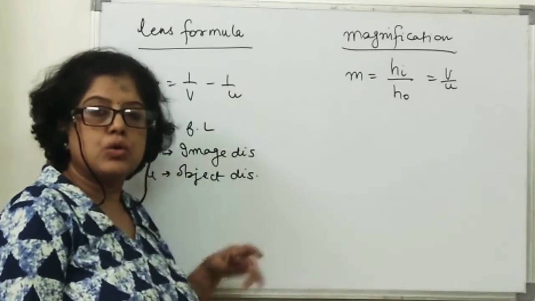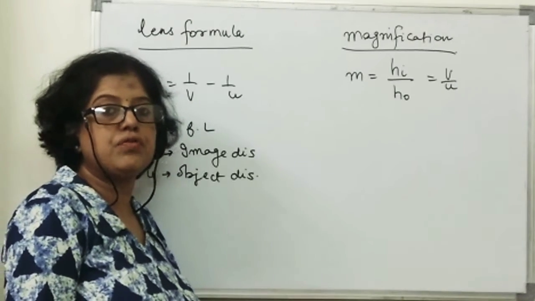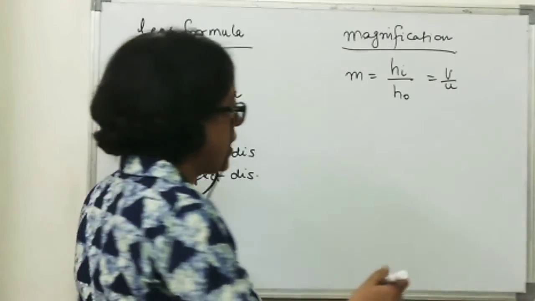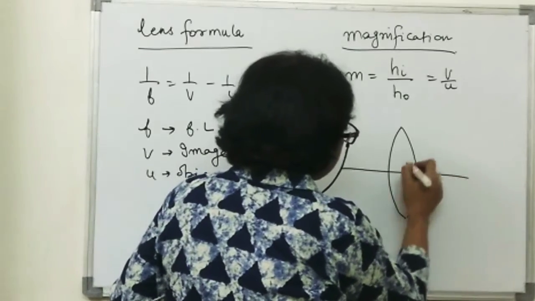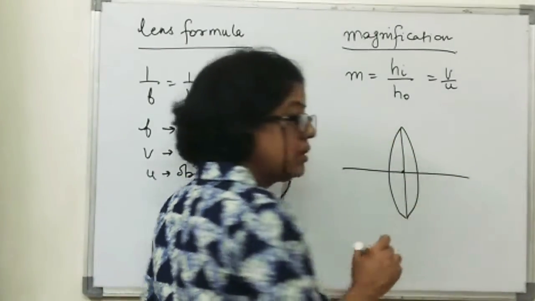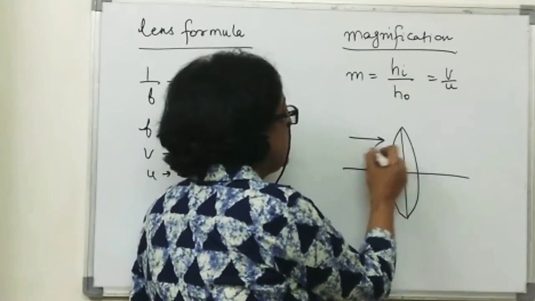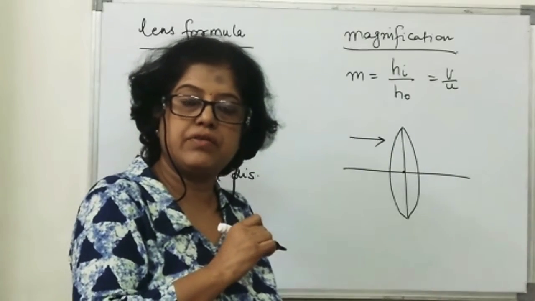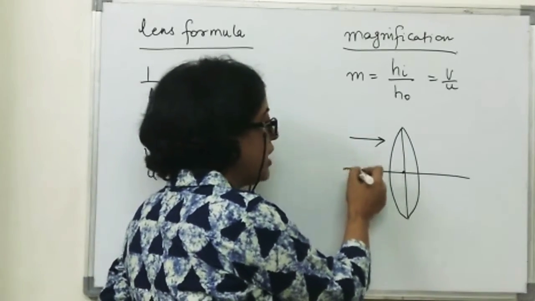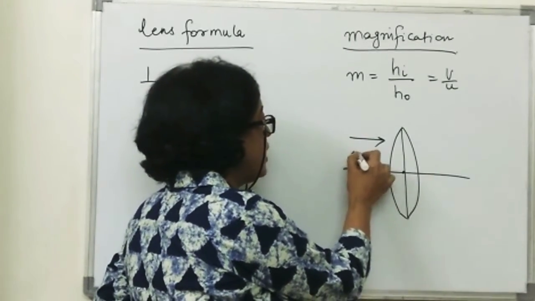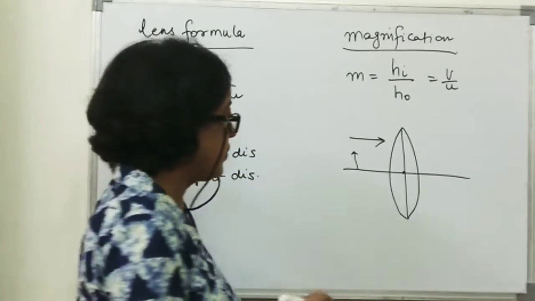But before that, let's revise the sign conventions. The sign conventions for lenses are similar to those for mirrors, which we've already done. So let's quickly revise. Let's say this is a convex lens. First of the sign conventions: we consider conventionally that the light is falling on the lens from left to right. This is the direction of the incident light that we consider. You've seen we have drawn so many ray diagrams, and we've always taken the object to the left of the lens. So conventionally we assume light is falling on the lens from left to right. That is the first sign convention.